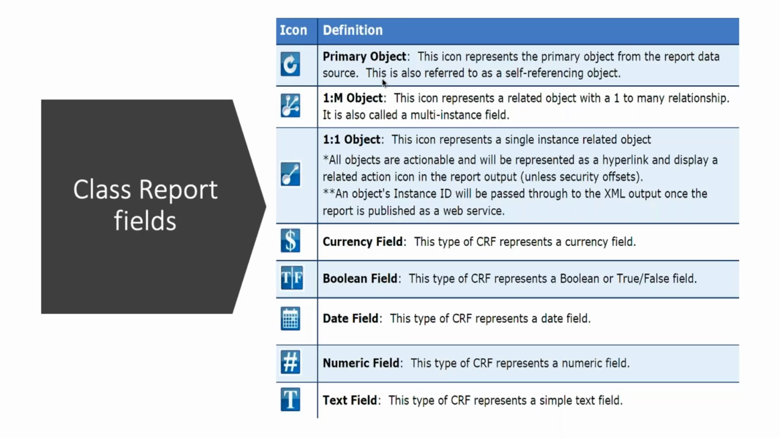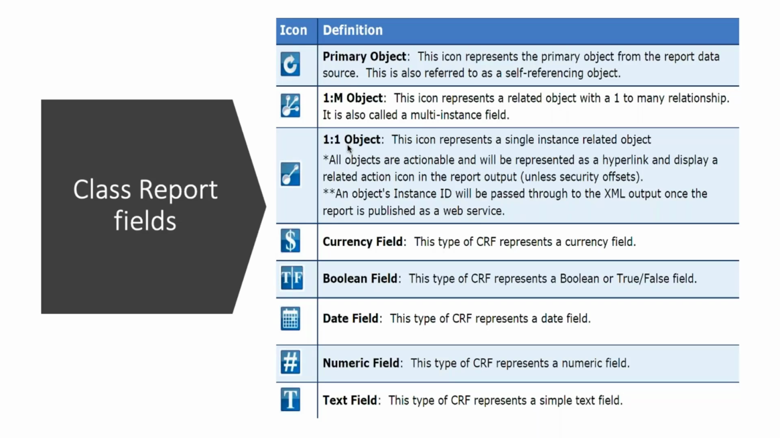Then comes the single instance field. How does Workday denote which is a single instance and which is a multi-instance? It is through these icons, so you should always remember these icons. A single instance field basically has a one-to-one relationship, meaning it will only store one value.